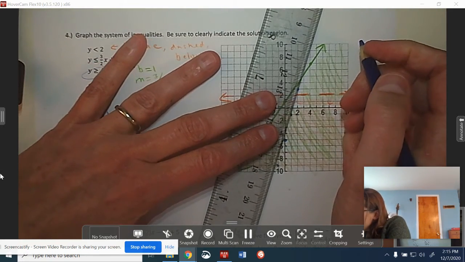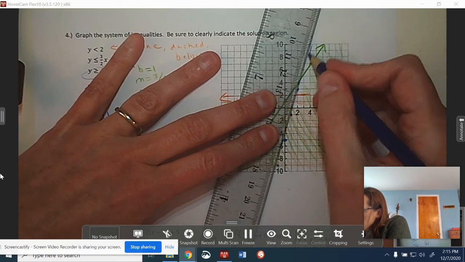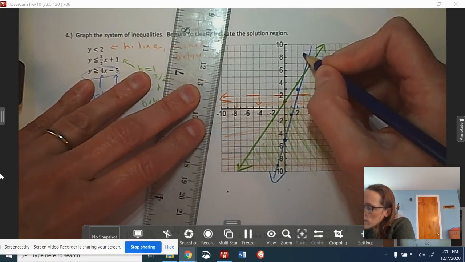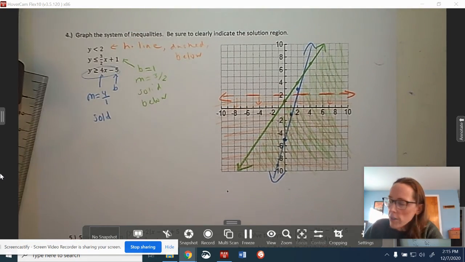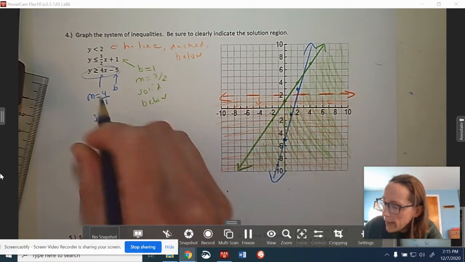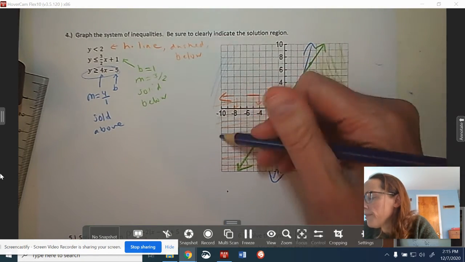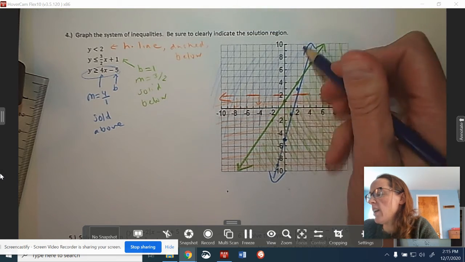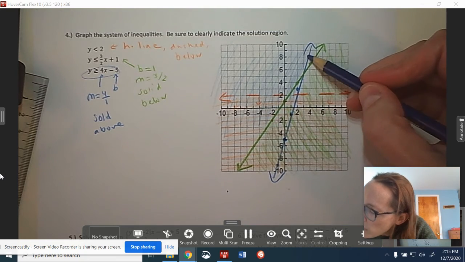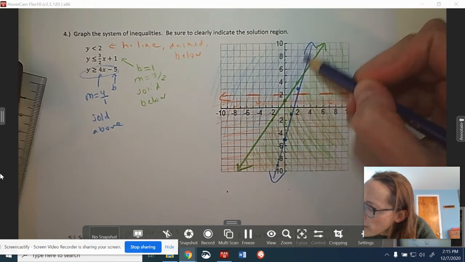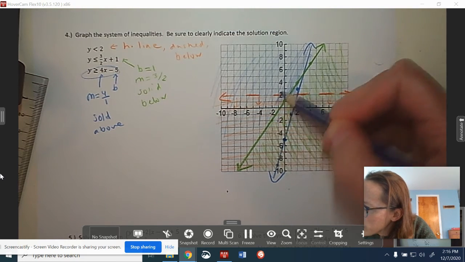And should I shade above or below for this one? This one, we are going to shade above because it's the greater than kind. So I'm going to shade above. I'm keeping my shading kind of light because there's so many colors here. Now don't go past the blue boundary line. You don't want to go past that. You want to stay above it the whole time.